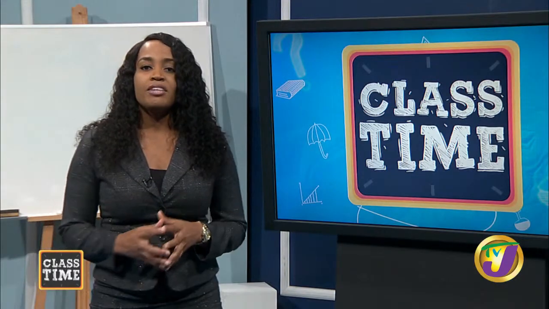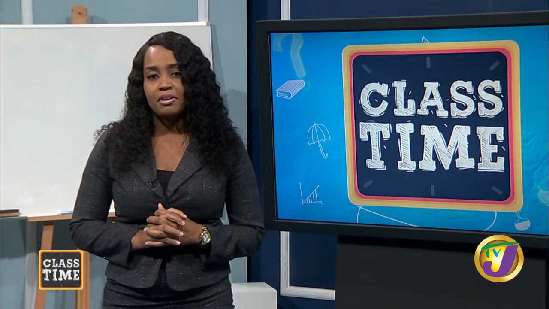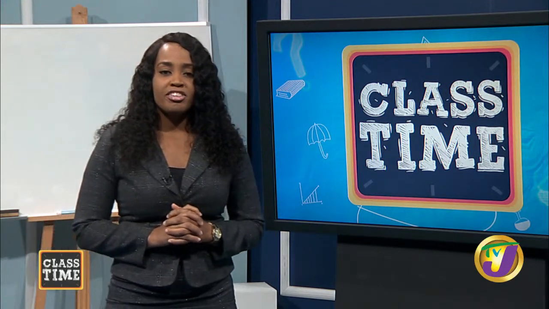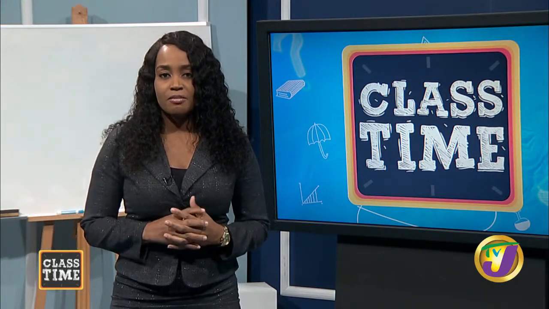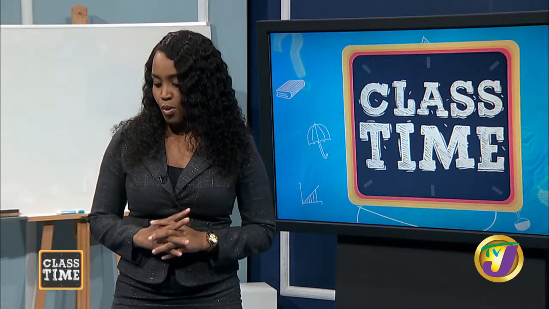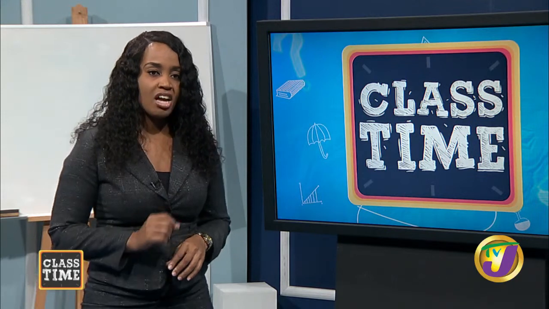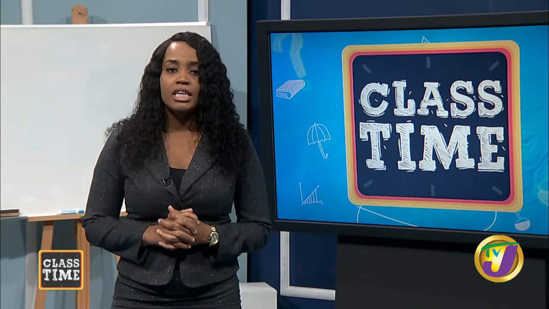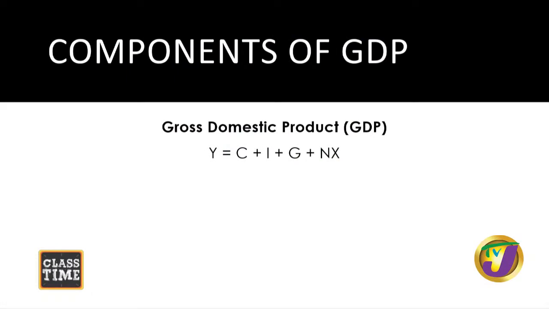All right, so next we're going to look at the components of GDP. Now, there are different ways for measuring GDP. You will look at the expenditure approach, the income approach, and the output approach. Now, the components of GDP based on the expenditure approach is, and this is the equation, Y equals C plus I plus G plus NX. I'm going to break these down for you.